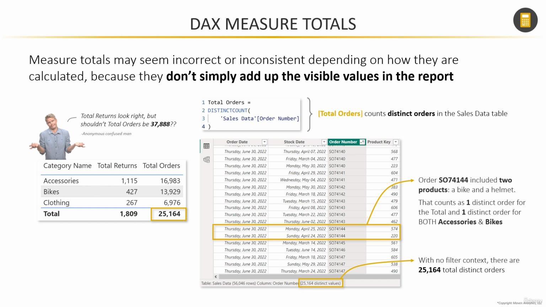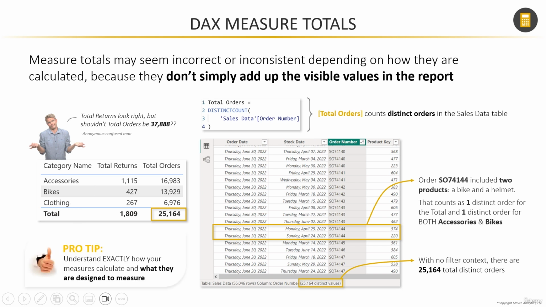One way to interpret the numbers from the matrix is that products in the accessories category appear in 16,983 orders. Products that fall into the bikes category appear in 13,929 orders. Same thing for clothing. The key point here is that it is critical to understand exactly how the functions you're using in your measures are calculating and what they're designed to measure. This is a really nuanced point, but it's critical to understand as you continue to learn the DAX language.